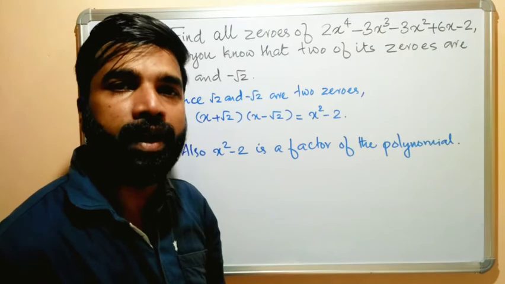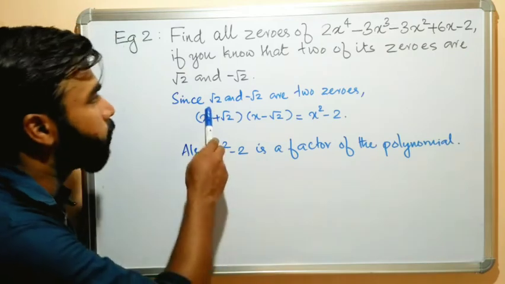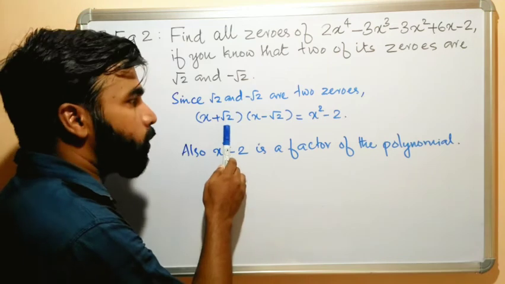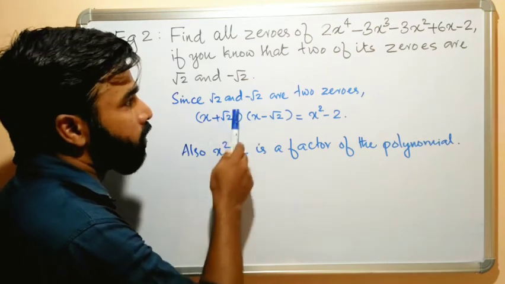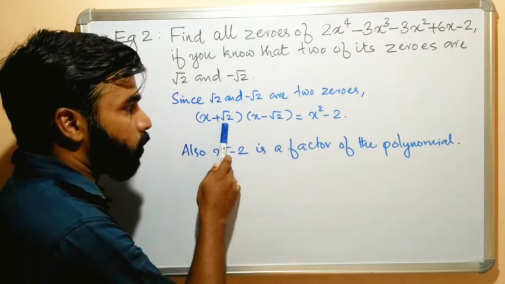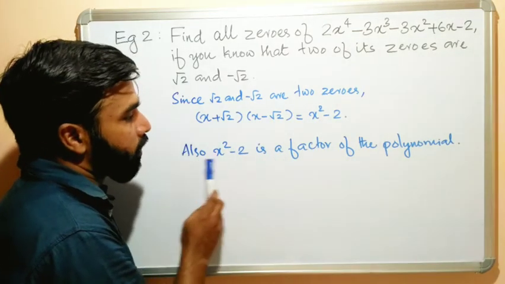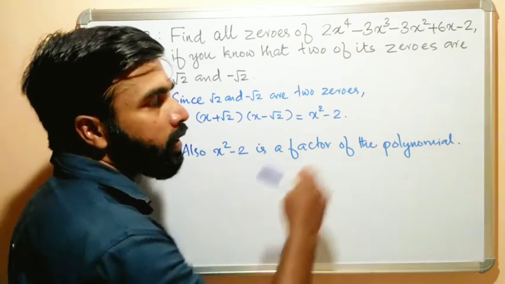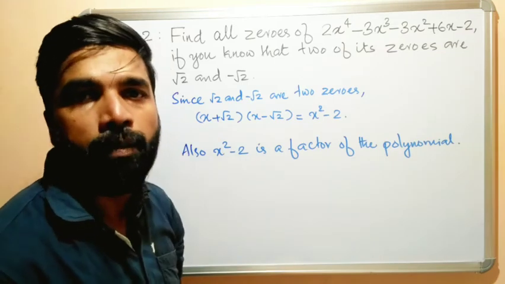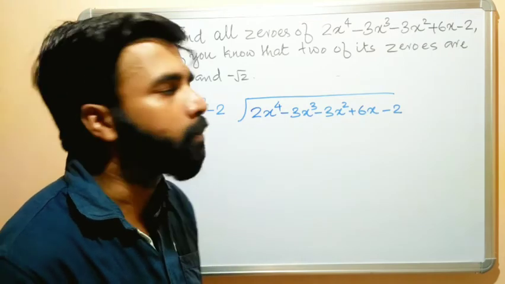In the question, it is given that root 2 and minus root 2 are the zeros of the polynomial. Since root 2 and minus root 2 are the zeros, it can be written as (x plus root 2) into (x minus root 2), that is x² minus 2. Also, this x² minus 2 is a factor of the given polynomial. We got that x² minus 2 is a factor of the polynomial.